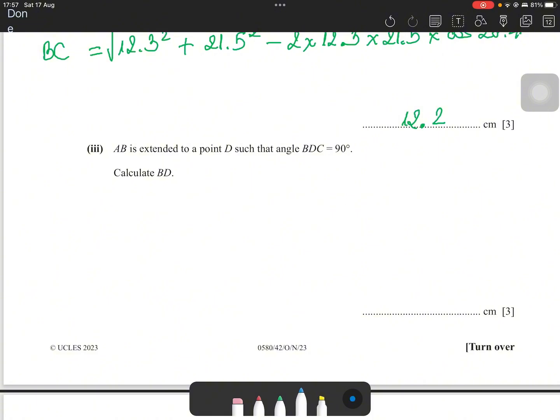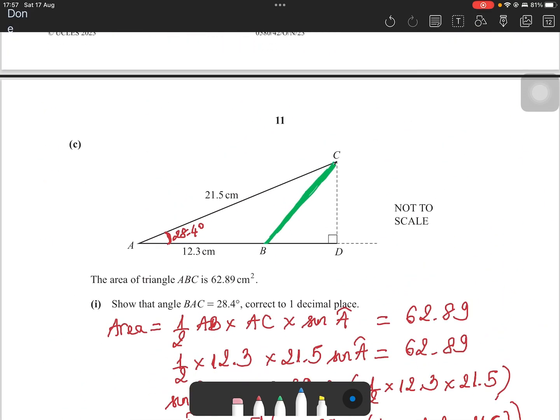Number 3. AB is extended to a point D such that BDC is 90 degrees. Calculate BD. Now we want to find the length of BD. Now look at the triangle ADC. This is a right angle triangle. In this triangle, we see that AC is the hypotenuse of the angle A, and AD is the adjacent of the angle A. So we can use adjacent over hypotenuse, which means cos.